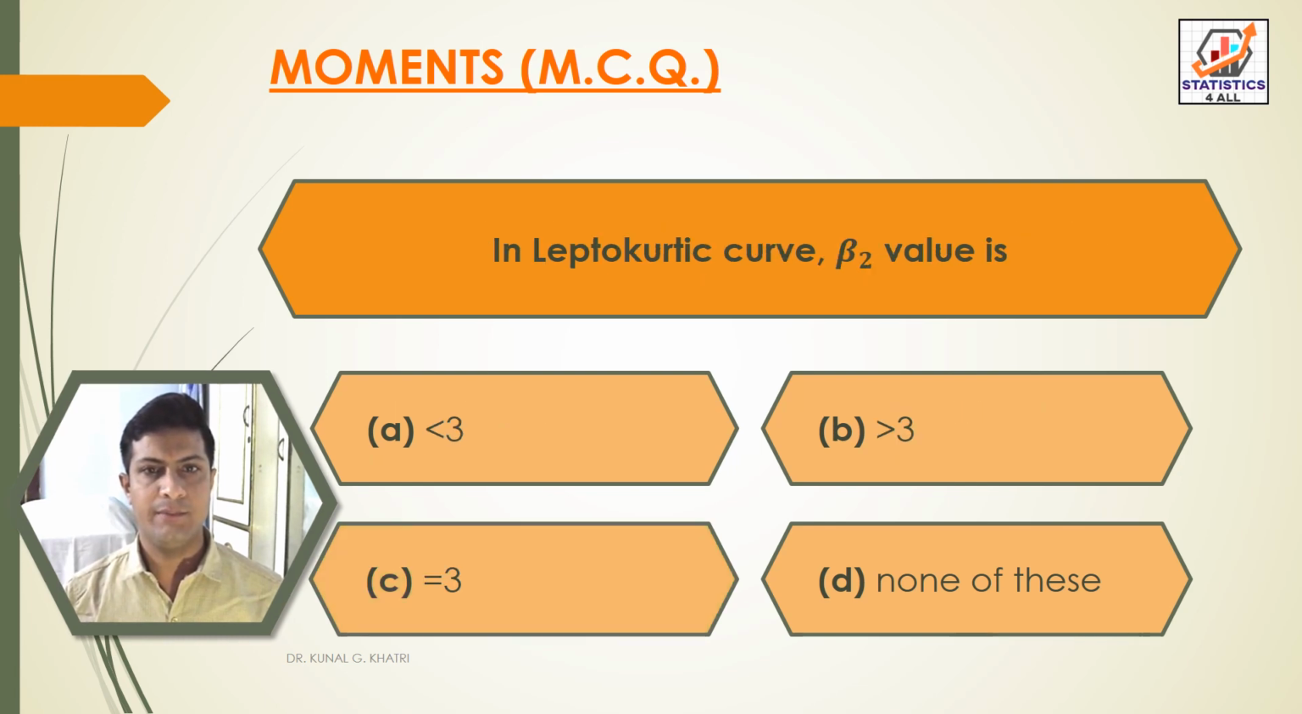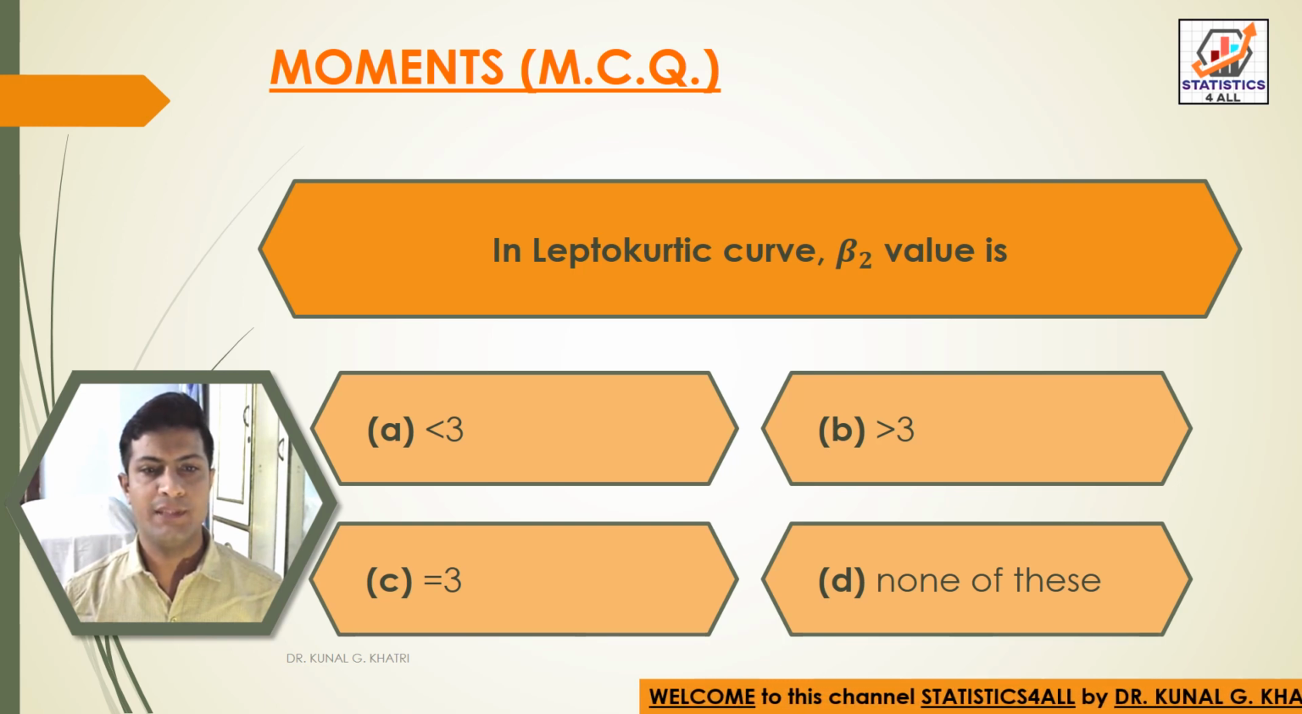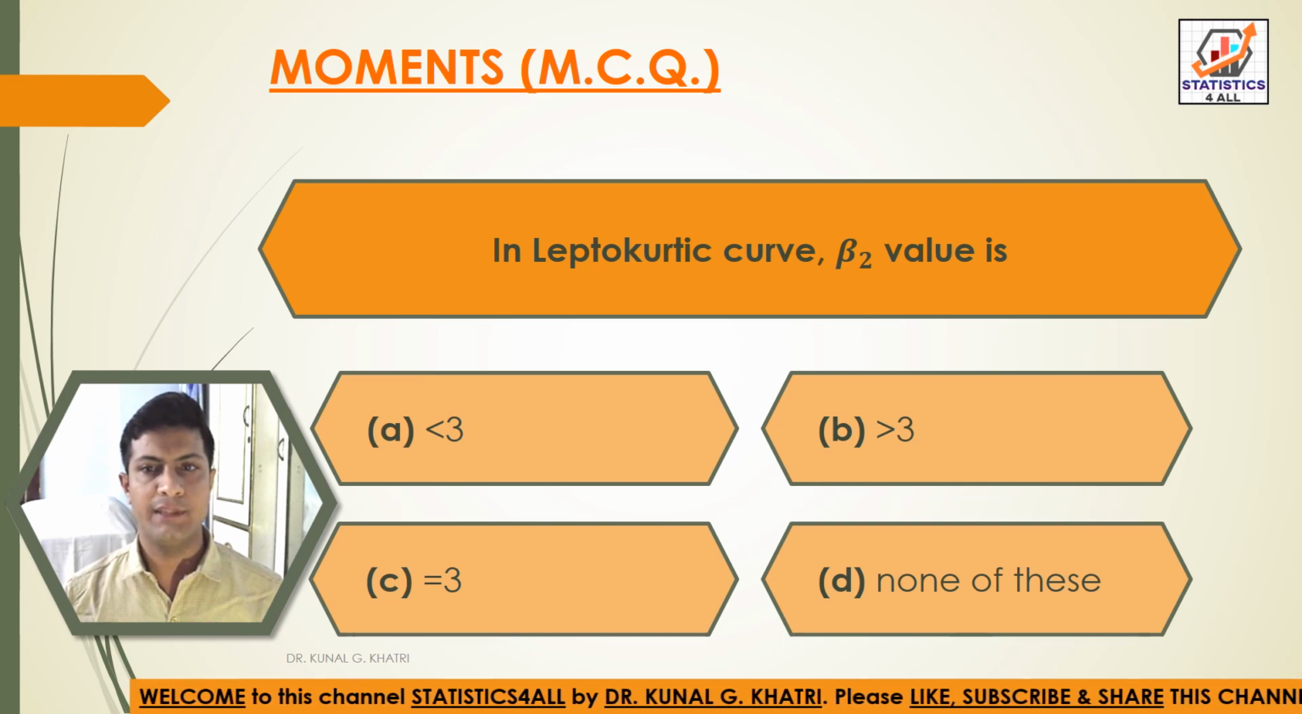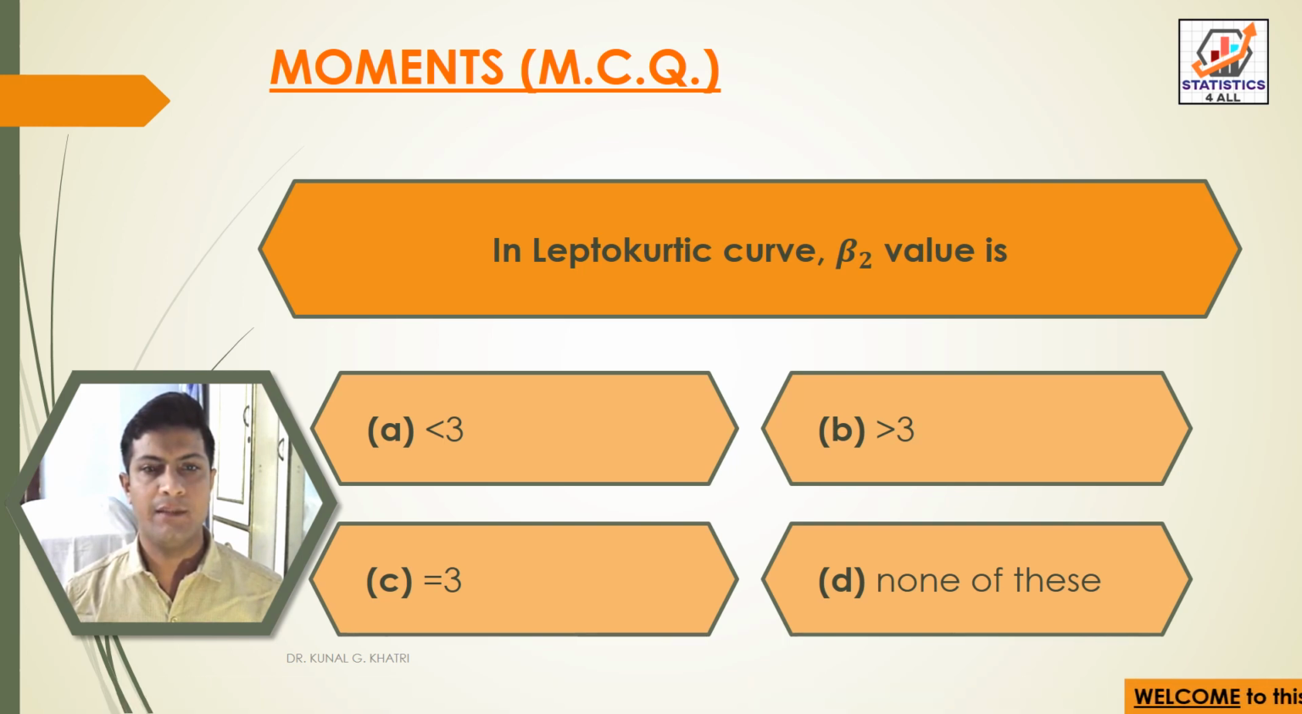Next question. In leptokurtic curve, beta 2 value is option A less than 3, option B greater than 3, option C is equal to 3, and option D none of these. So here we have answer option B greater than 3. In leptokurtic curve, beta 2 value is greater than 3.